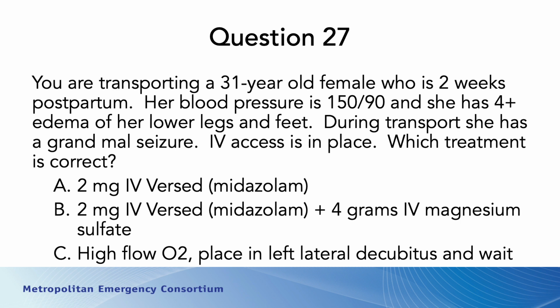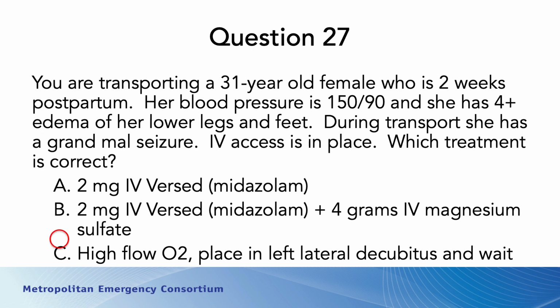We talked about postpartum patients. Here's a 31-year-old, 2 weeks postpartum. Blood pressure is 150/90, which is high. She's got 4+ edema of her lower legs and feet. During transport, she has a grand mal seizure. You already have an IV in place. What is our appropriate treatment? Are you going to give the patient IV Versed, or IV magnesium sulfate, or are you going to provide high flow oxygen, put her in left lateral decubitus and wait?